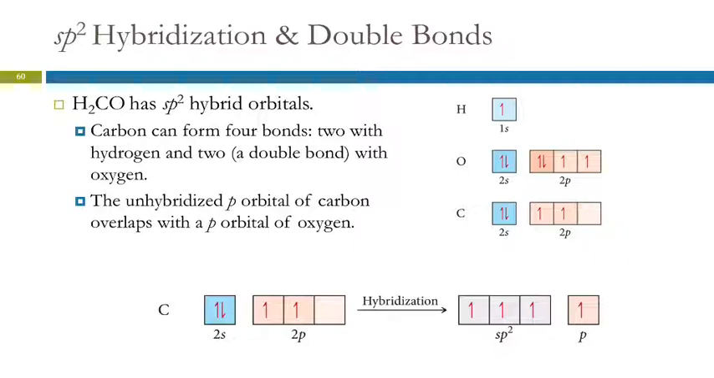So H2CO has sp2 hybrid orbitals. So what happens here is this carbon, here's its orbital diagram as an uncombined atom. We're going to hybridize an s and 2 of the p orbitals into sp2. And so there's 3 there. And then we've got that other orbital that's unhybridized.